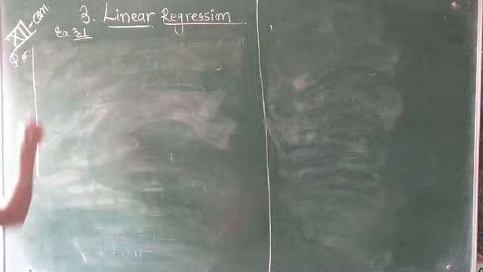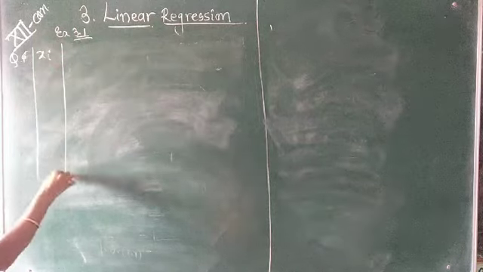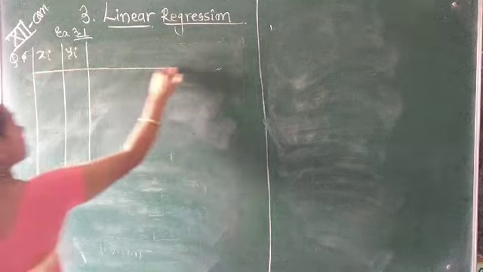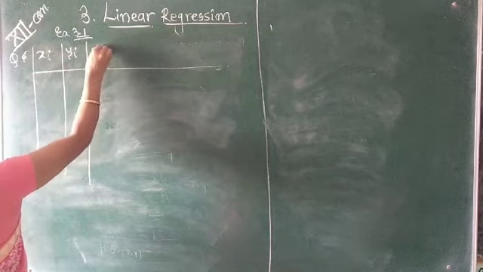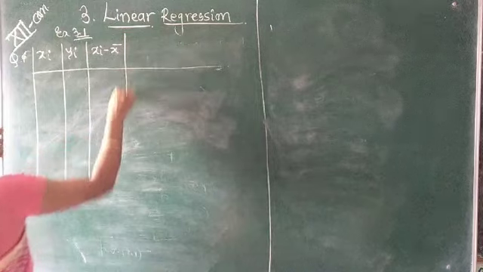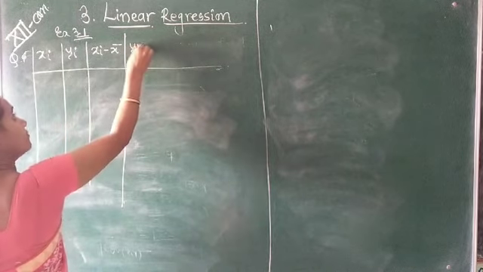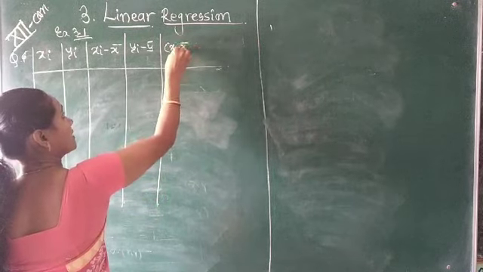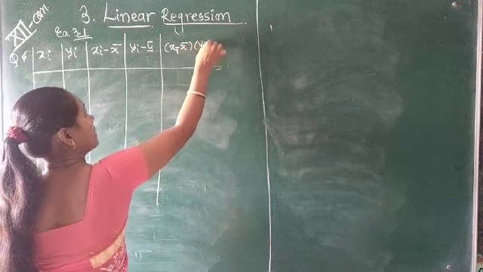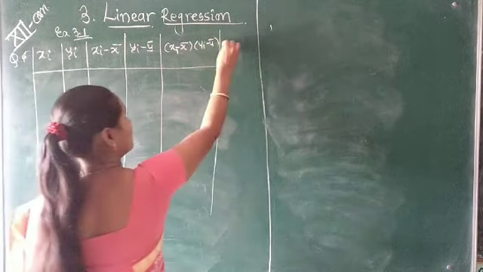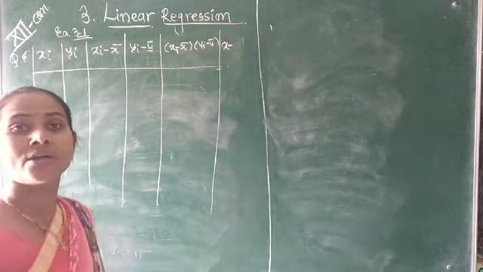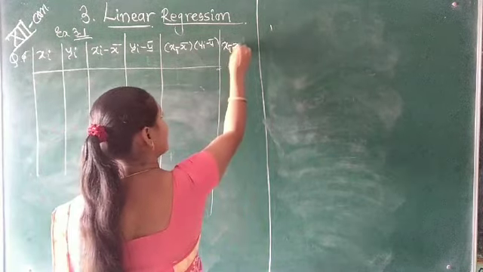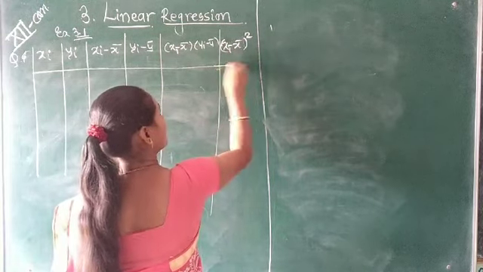Question 4. This is xi, yi, xi minus x bar, next column yi minus y bar, next one the product of xi minus x bar into yi minus y bar, and the last column, regression of y on x. Regression on what? On x. So take the product of xi minus x bar square.